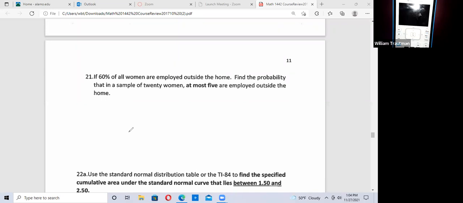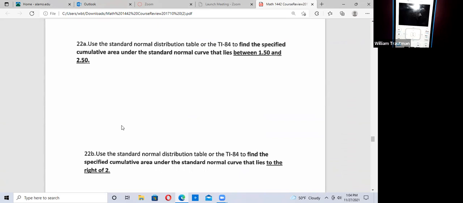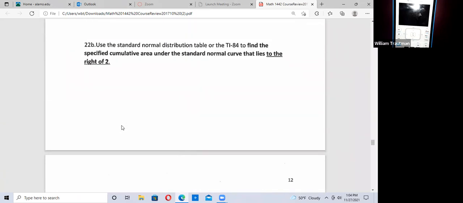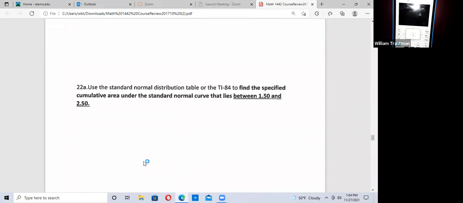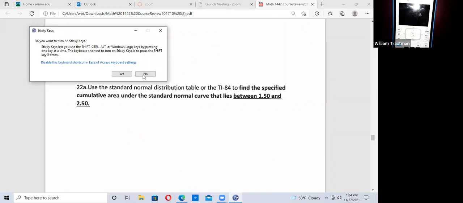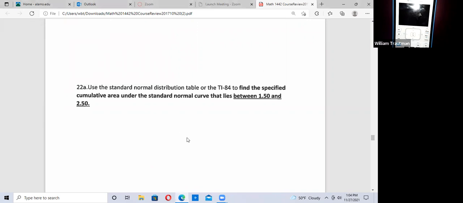Okay, question 22. There are 2 parts to 22, I guess. Use the standard normal distribution table, find the area. Here's a normal curve, here's a z-score of 0, between 1.5 and 2.5. So we want to find the area shaded between 1.5 and 2.5. What percent is shaded in between? So 1.5 is our low end, and 2.5 is our high end.